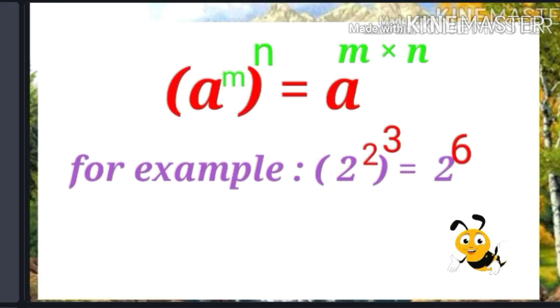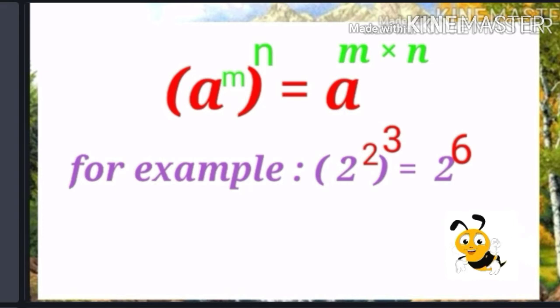Here, (a raised to power m) raised to power n. There are two powers on one base, so let's multiply the powers. For example, (2 raised to power 2) raised to power 3 is 2 raised to power 6. 2 into 3 is 6.